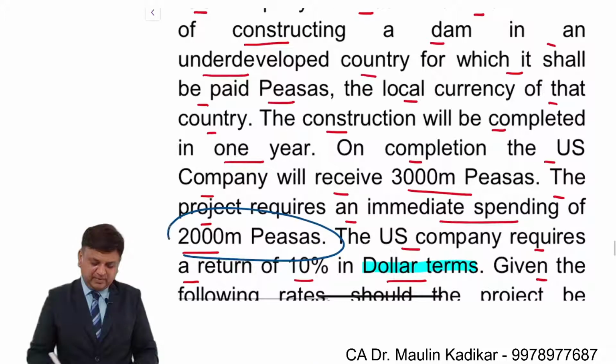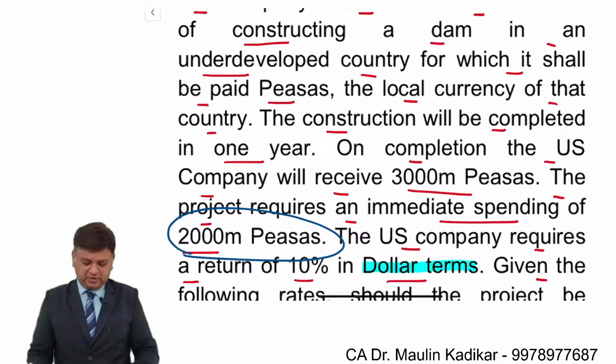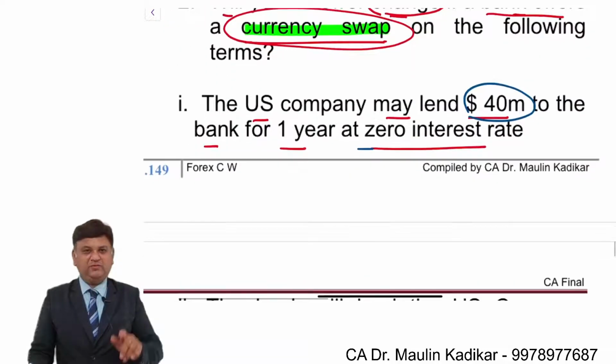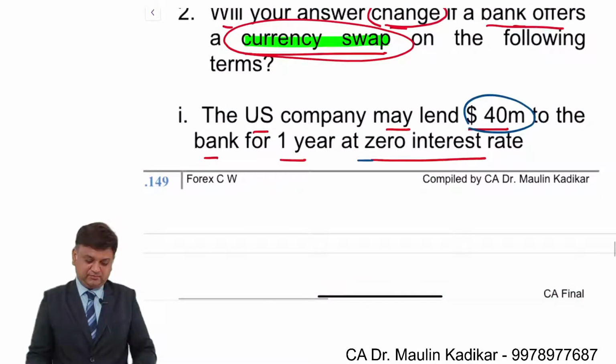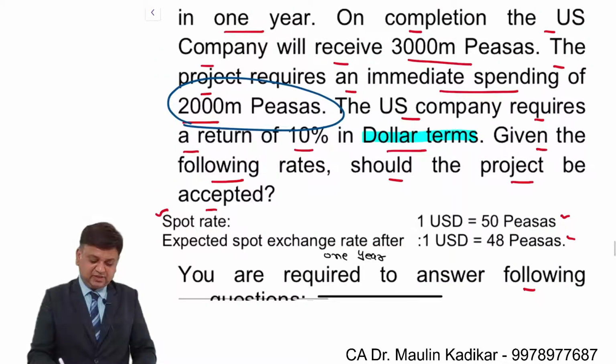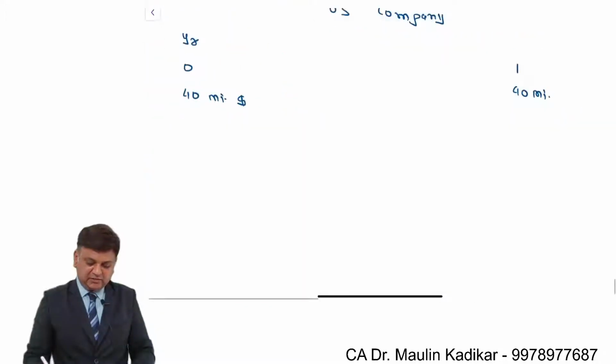So the amount received by me has been invested in the project. Okay, so inflow and outflow are the same amount, so I am not writing it. I have to pay interest at 10%. What amount will I receive? 3000 million Pesas at the end of the first year.